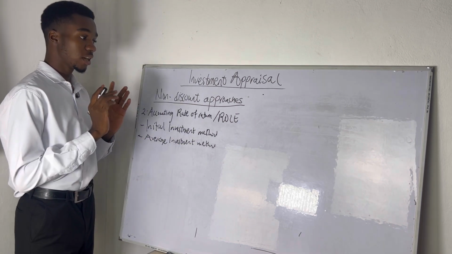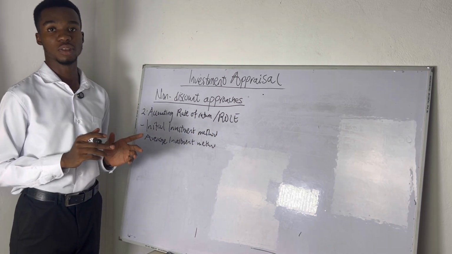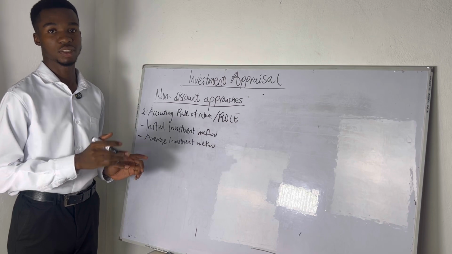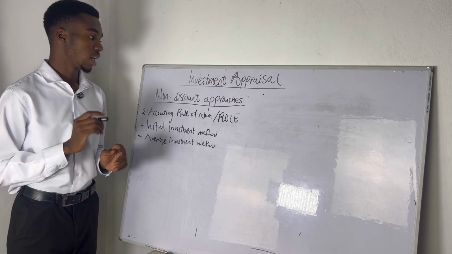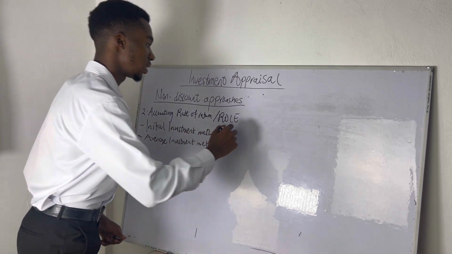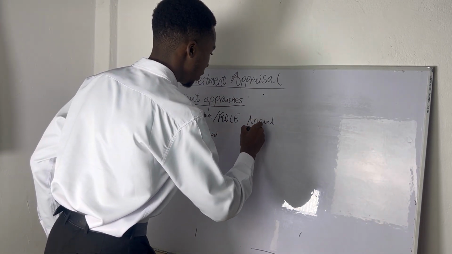Now, the first thing we are going to do, just like for the return on capital employed, is to calculate the annual depreciation. Anytime a question comes like this, make sure you calculate the annual depreciation first. And the formula for the annual depreciation is the same formula we used for the return on capital employed.